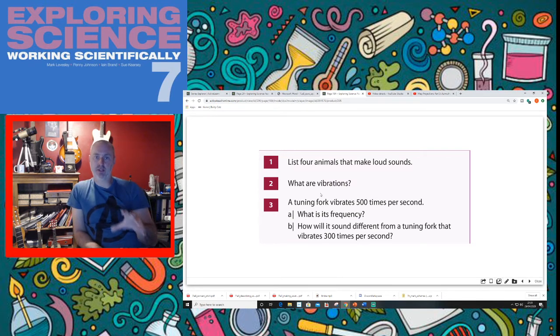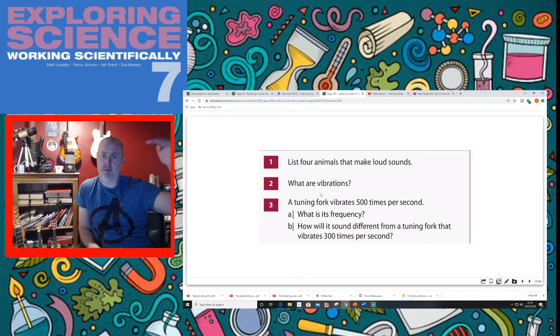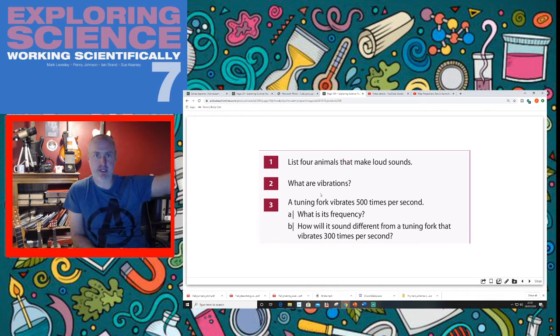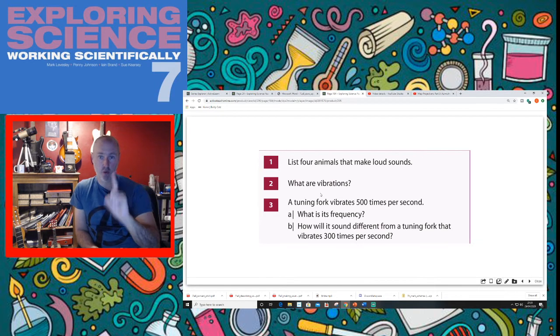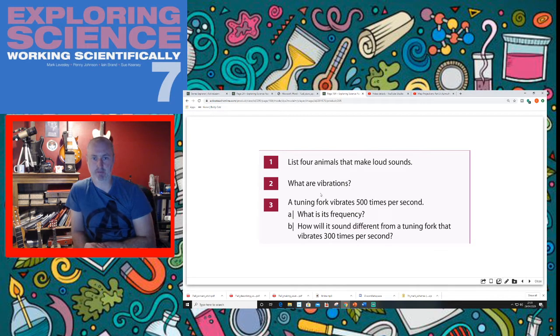So the equation we use to work out frequency is the number of vibrations divided by the number of seconds. So the number of oscillations, the number of vibrations, or even the number of waves it may sometimes be presented to you as, divided by the time. So here we've got 500 vibrations, we've got 1 second, 500 divided by 1 gives us a frequency of 500 hertz.